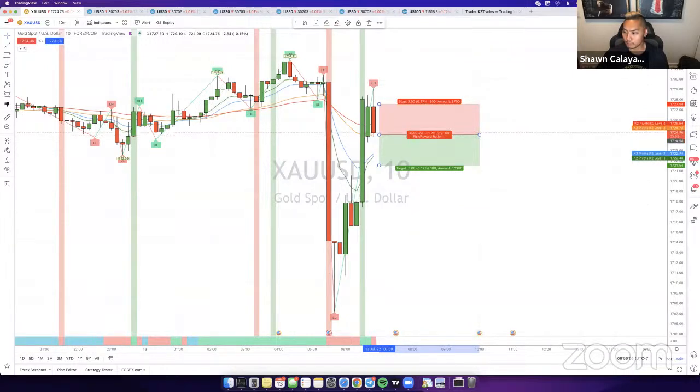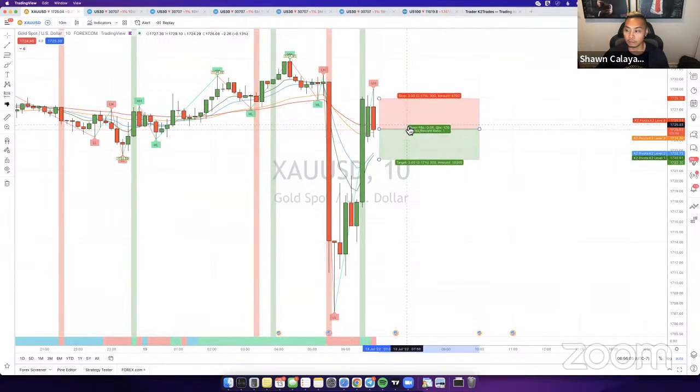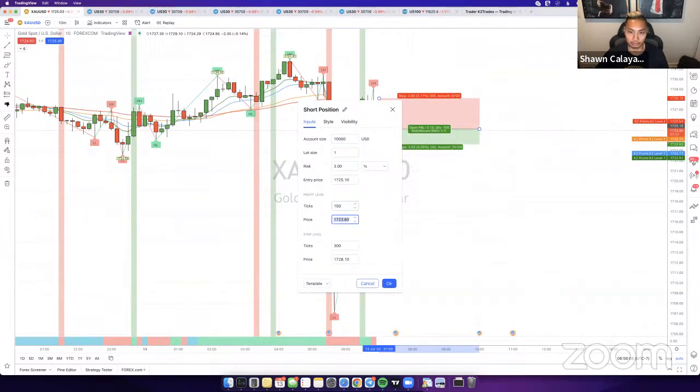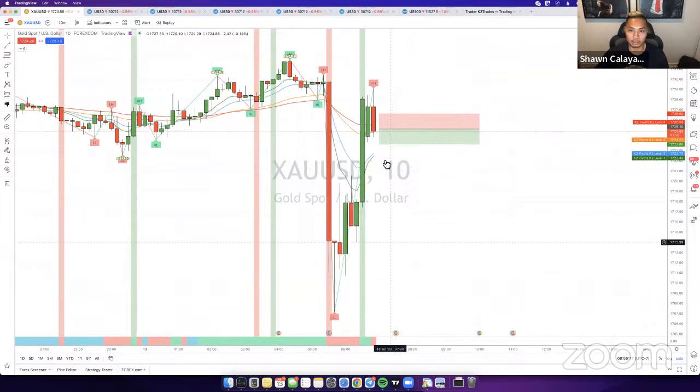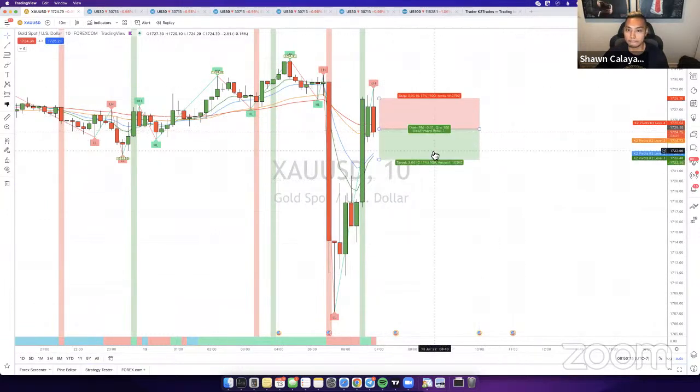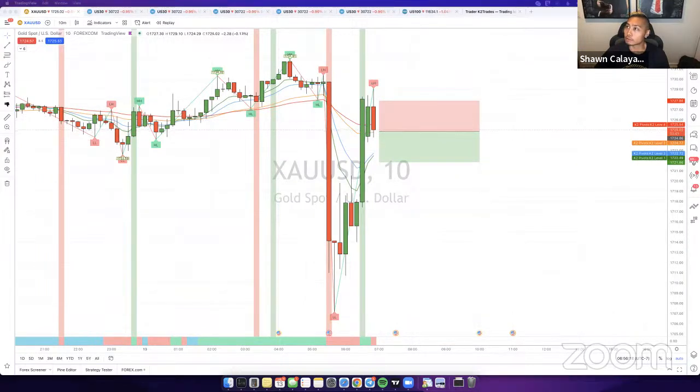Sanjeet's asking, bro, what is the TP stop loss for the 10-minute gold? It's 300. 150 would be too tight. If you were to take 150 here on the 10-minute, you see how tight it'd be? Way too close. So it's 300 for gold. Let me see if I can find something here.